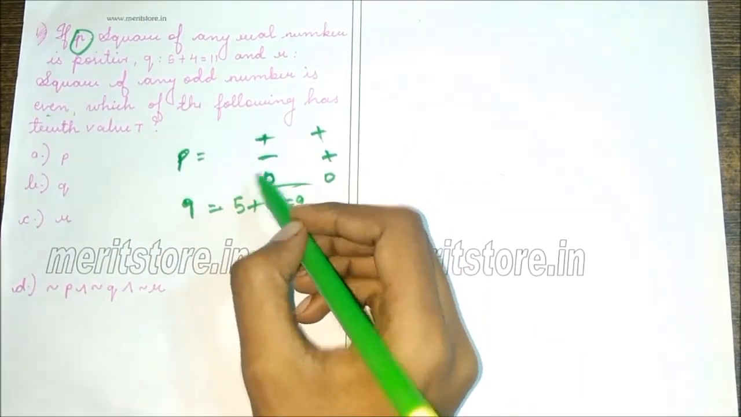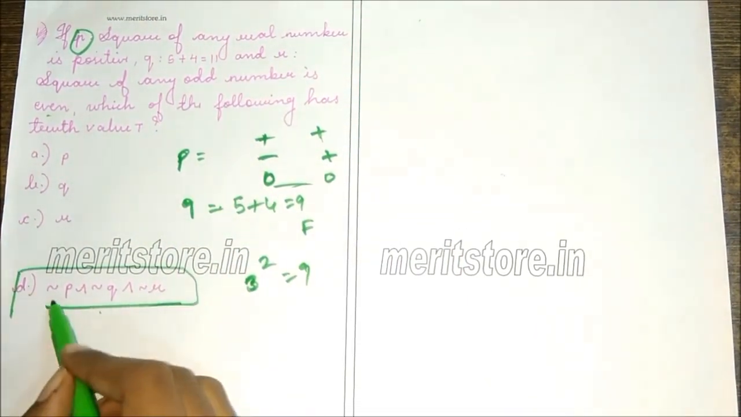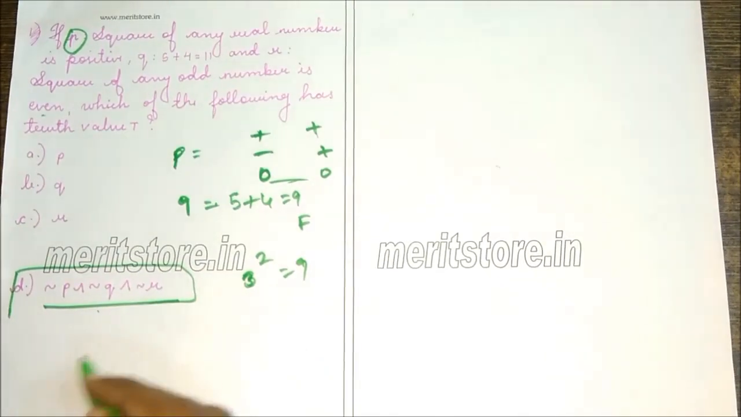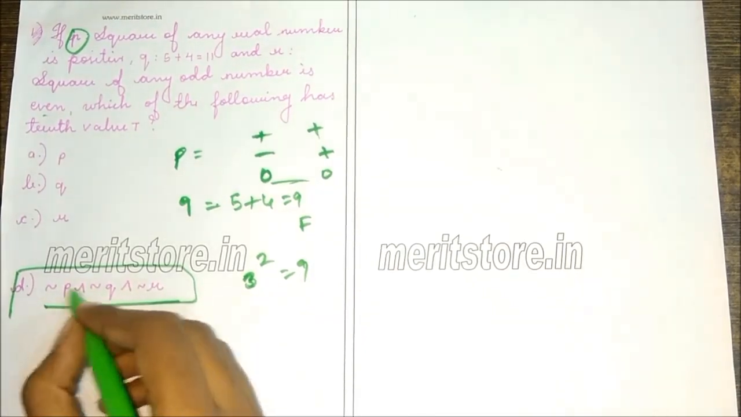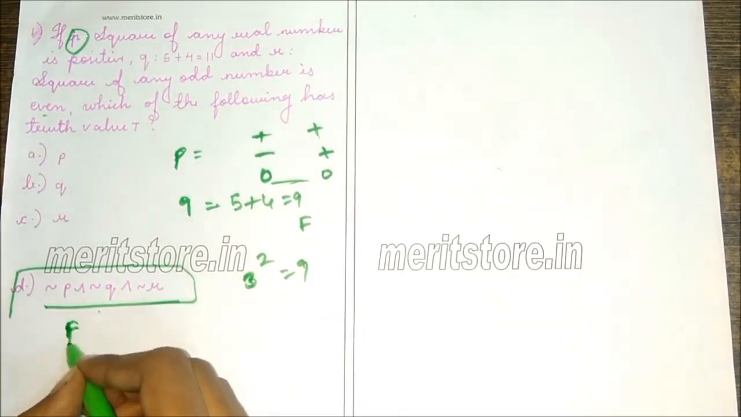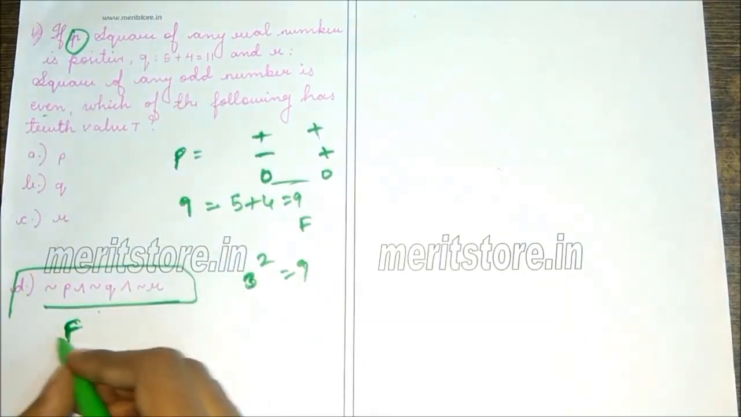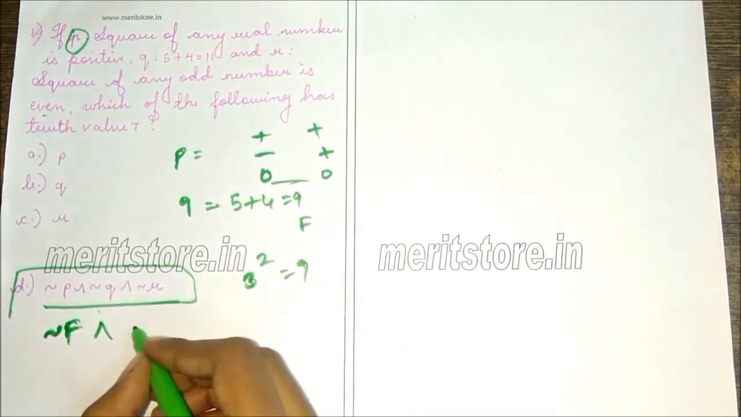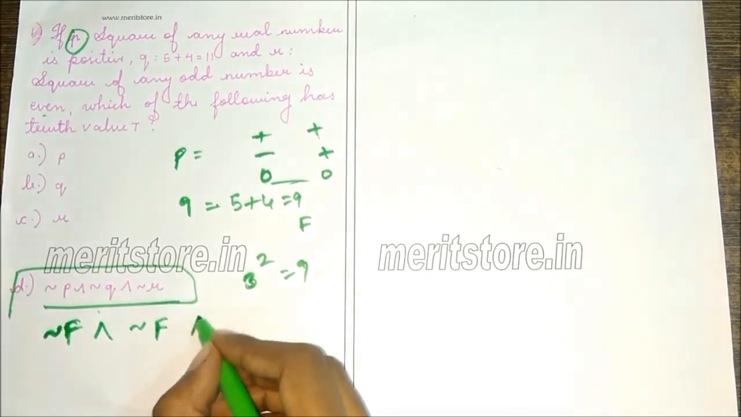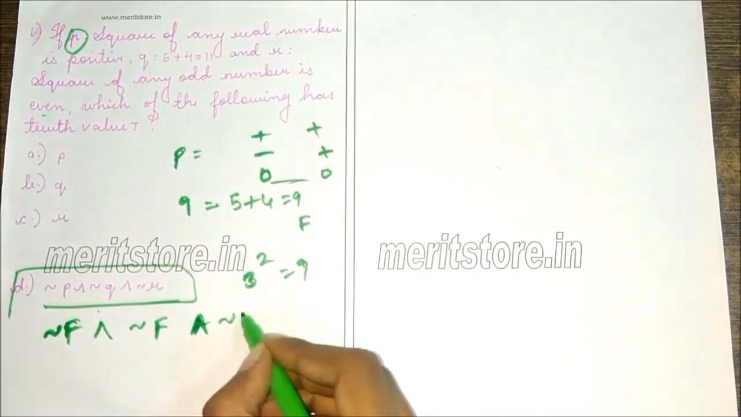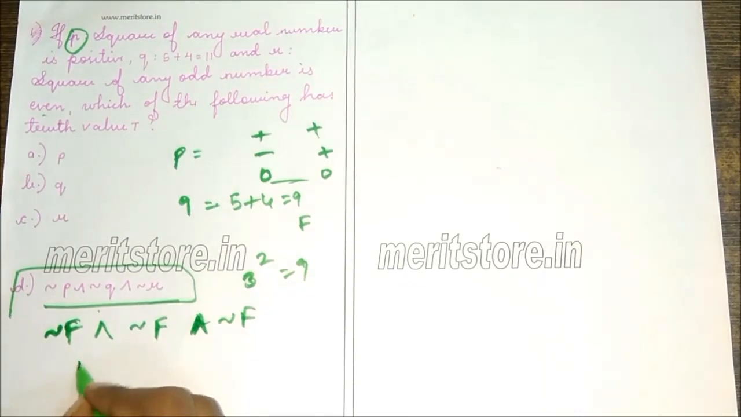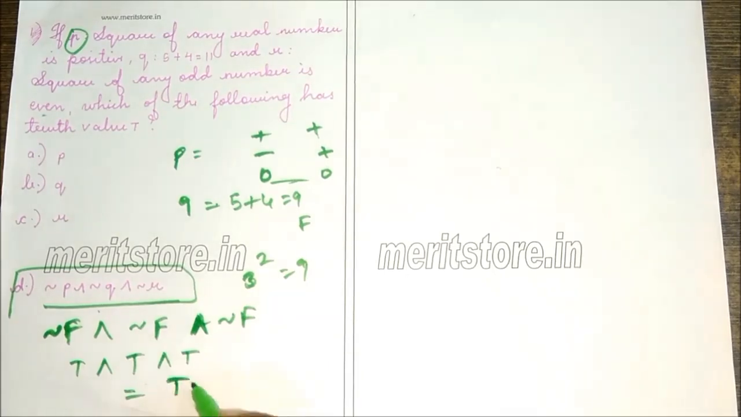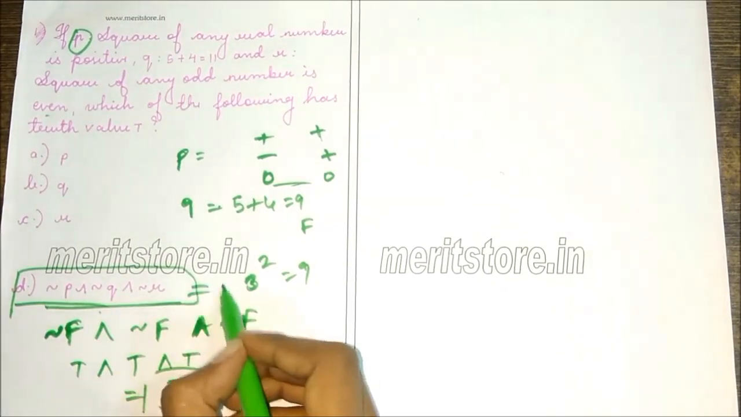So the only option which is left is D, which is negation of P and negation of Q and negation of R. So let's verify it. P has a truth value of false since it is not always true, so negation of P is true. Q is also false, so negation of Q is true. R is also false, so negation of R is true. So this is T and T and T, which is the same as T. So option D holds true value.